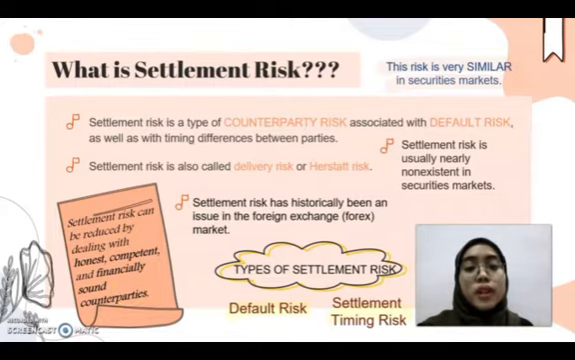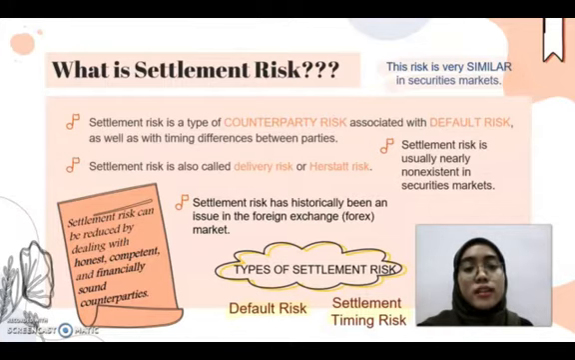This risk is very similar in securities markets. Settlement risk is simply the chance that a buyer or seller fails to keep their end of the deal. There is a risk for anyone buying goods online that the goods will show up late or never arrive. But unsurprisingly, settlement risk is usually nearly non-existent in securities markets. Settlement risk has historically been an issue in the foreign exchange market. The creation of Continuous Linked Settlement (CLS) helped to improve the situation.